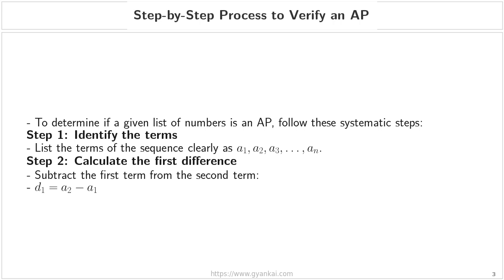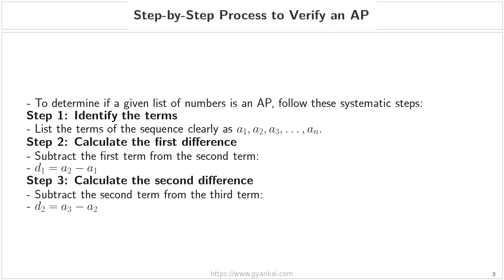Step 2. Next, we calculate the first difference. To do this, take the second term and subtract the first term from it. We'll denote this first result as d sub-1. Step 3. Now we move to the second difference. We do the same thing with the next pair, subtract the second term from the third term. We'll call this result d sub-2.